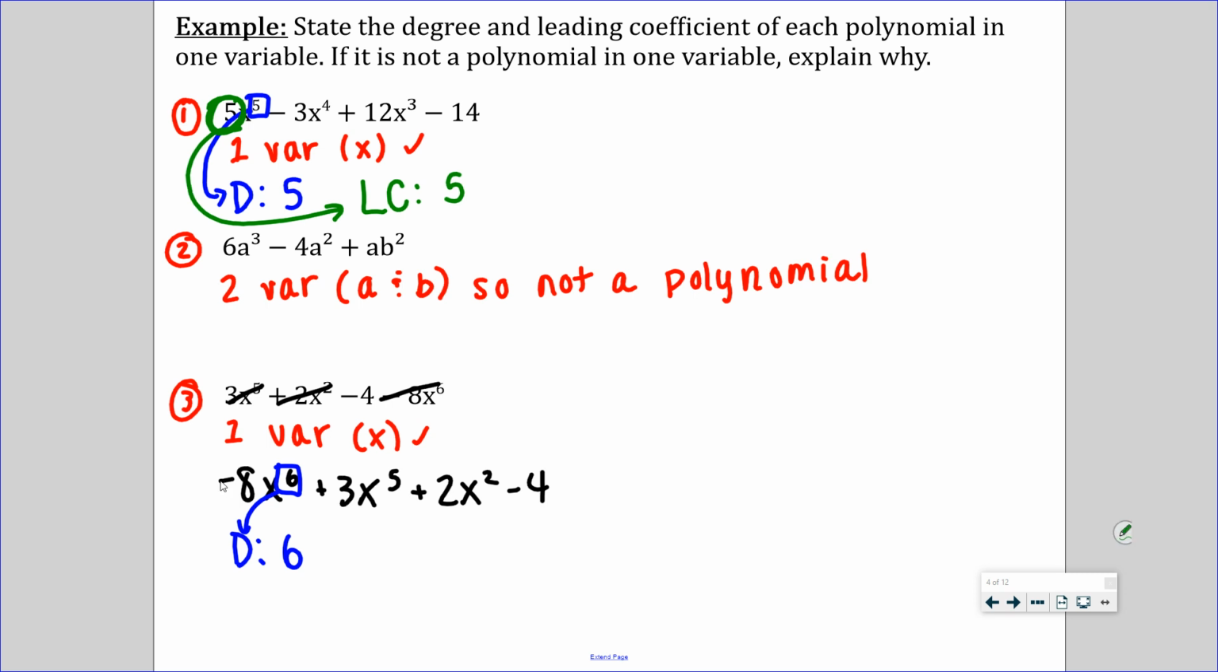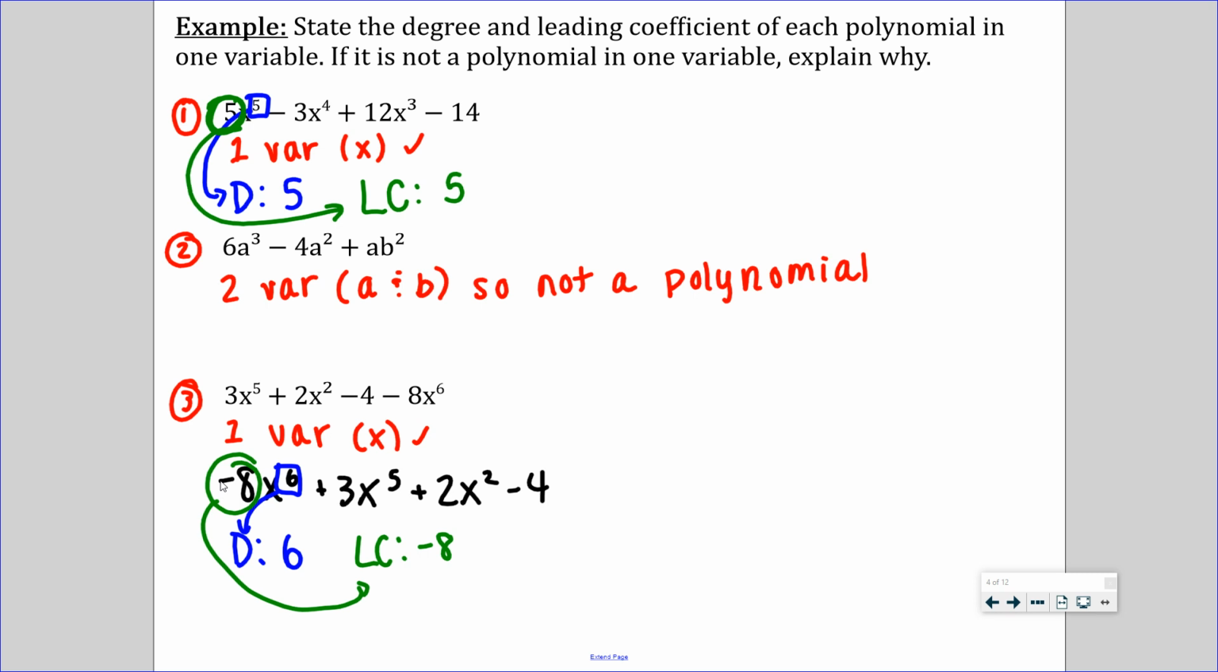LC? Negative 8. Good. So sometimes people make the mistake of trying to tell me what the leading coefficient is by looking at the polynomial not in standard form. They're like, oh, it's just the first number. It's 3. Okay, it has to be in standard form. All right, good on that vocab? It's not too hard. It's just different.